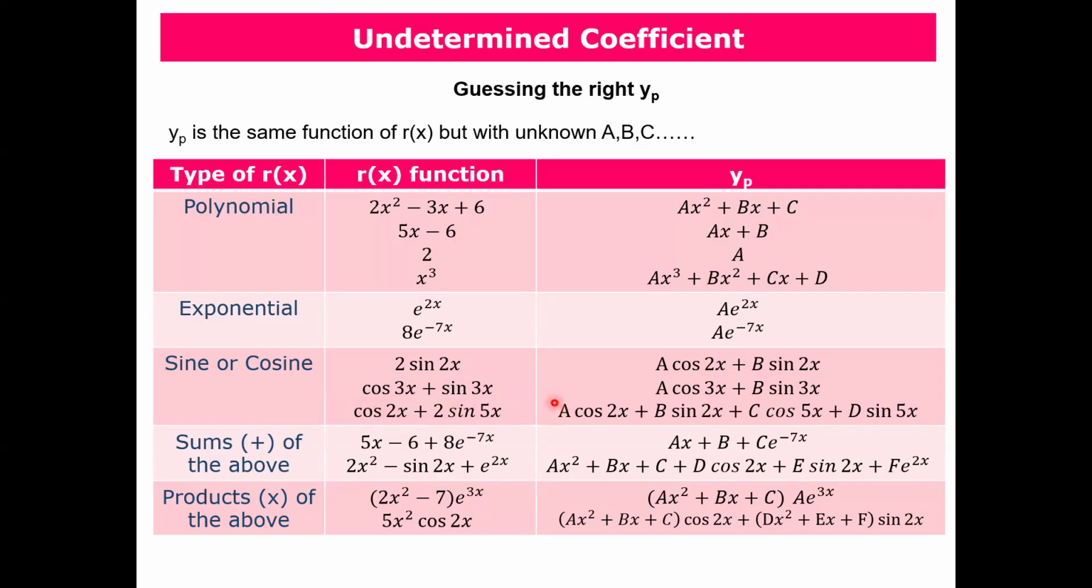So we will have a separate YP for cos 2x: A cos 2x plus B sine 2x, and another YP for sine 5x. So we just add up here, plus C cos 5x plus D sine 5x. All right. Okay, and you can see later for yourself some of the above functions and products of the functions.